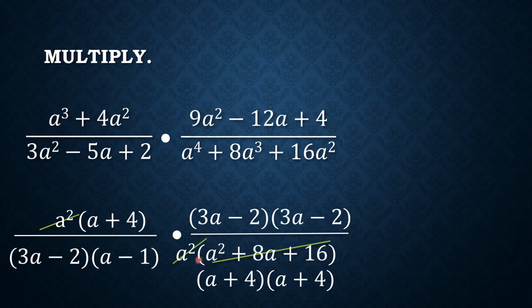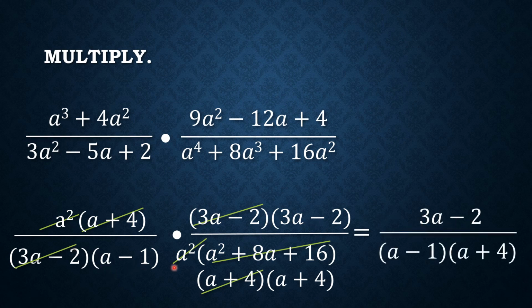Next, cancelan natin yung mga common factors. A squared, a squared. A plus 4, a plus 4. 3a minus 2, 3a minus 2. Okay, so meron pa ba tayong makakancel? Wala na. So, let's write the remaining factors. Sa numerator, we only have 3a minus 2. Sa denominator, we have a minus 1 and a plus 4. And this is it. This is the product of these two rational expressions.